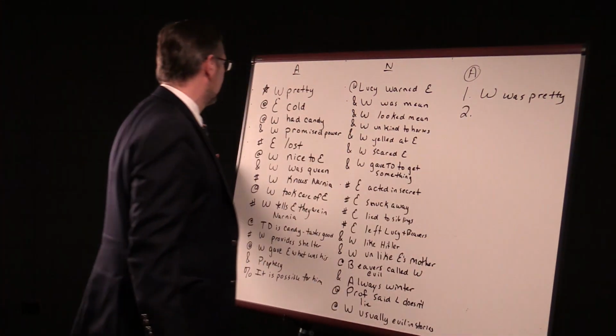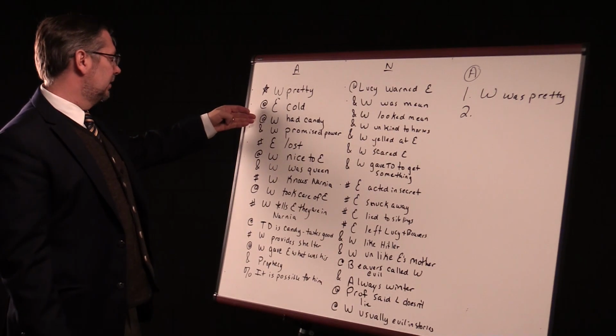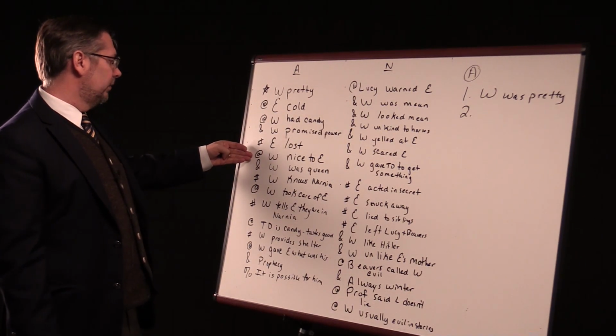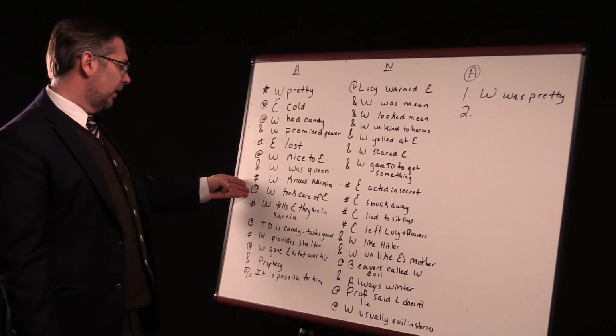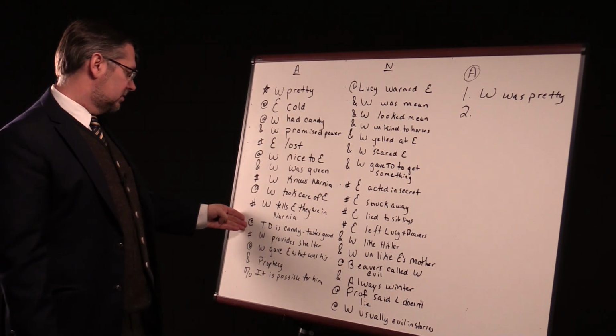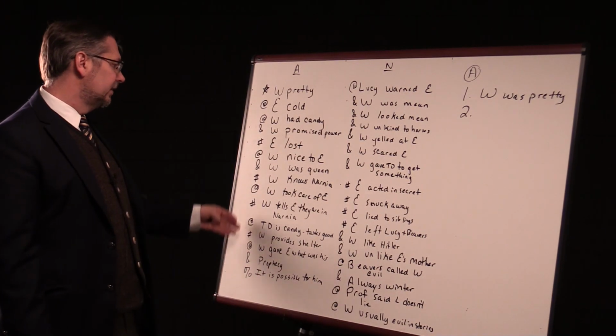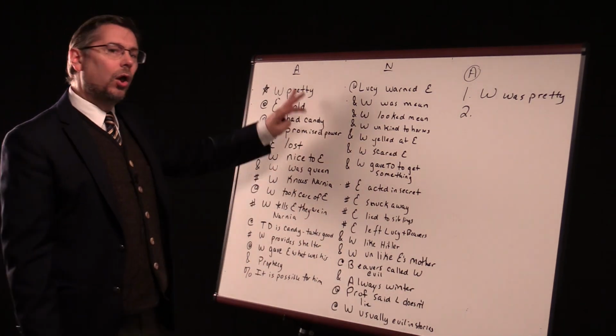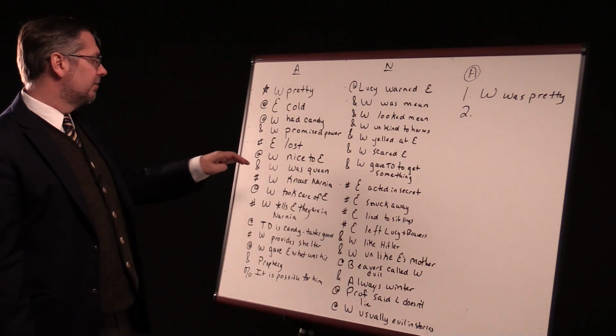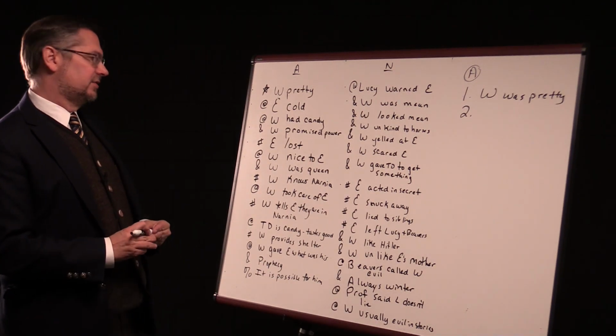What's group 2? Okay, Edmund was cold. The White Witch had candy. The White Witch was nice to Edmund. The White Witch took care of Edmund. Turkish Delight is candy. White Witch gave Edmund what was rightfully his. I'm going to suggest that all of these come under the category of the White Witch was nice to Edmund.